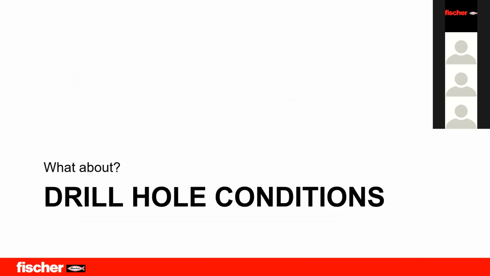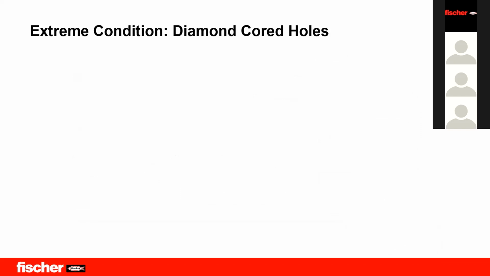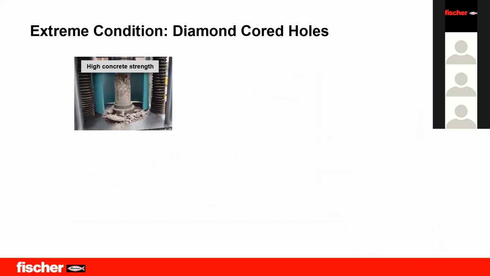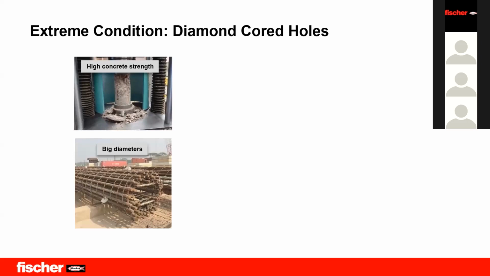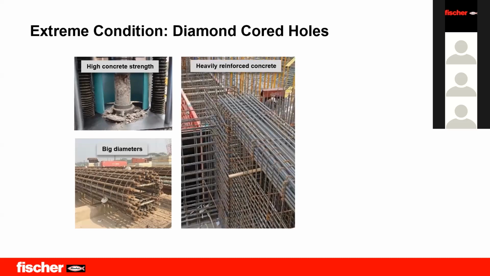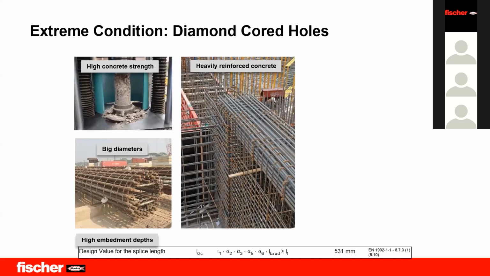Now, the last one for my session is known as drill hole conditions. As you all are aware about diamond core holes, what does a diamond core hole mean? When you have a high strength concrete, we need to do diamond core drilling. At the same time, if you have a bigger diameter where the normal hammer drilling cannot be used, you have to use this diamond core drilling. When you have heavily reinforced structures, like reinforced bars packed closely, you need to use a structure so that it doesn't get damaged.